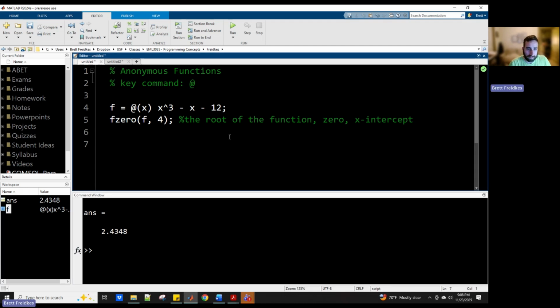So let's go ahead and define this g function. It'll be in terms of t. It was sine of t plus 6 minus t squared.